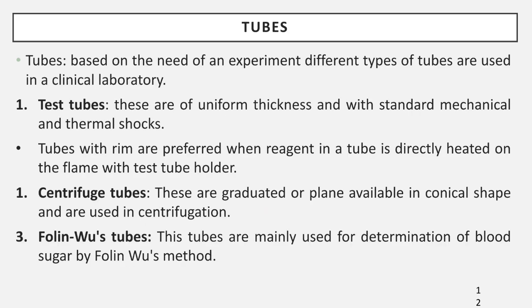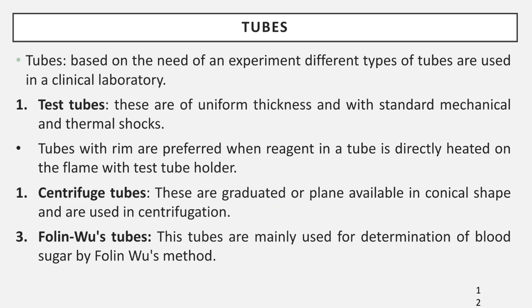Next is tubes. Tubes depend on the experiment. Different types of tubes are used in the clinical laboratory. First is test tubes, centrifuge tubes and Falcon tubes. Test tubes are of uniform thickness and withstand mechanical and thermal shocks.